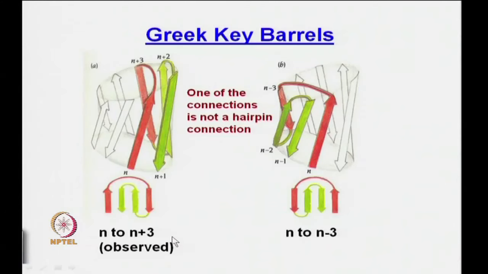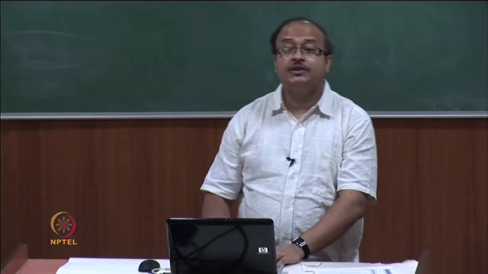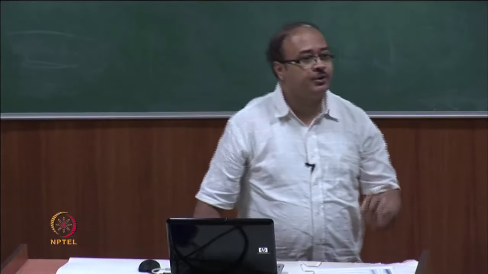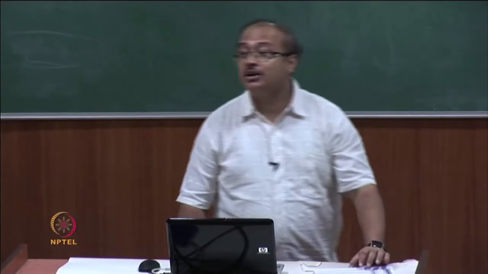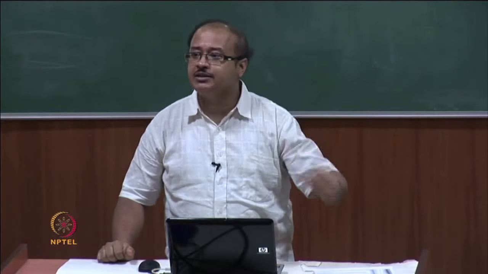But in this case, since we are already on this, as it says, this is the one which is mostly observed, right. The n to n plus 3 is mostly observed, the n to n minus 3 is almost not observed. Okay. So, where is it found? It is found in a very important protein called gamma crystalline or crystallines, as a matter of fact.